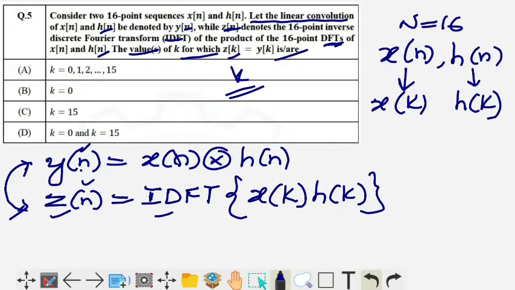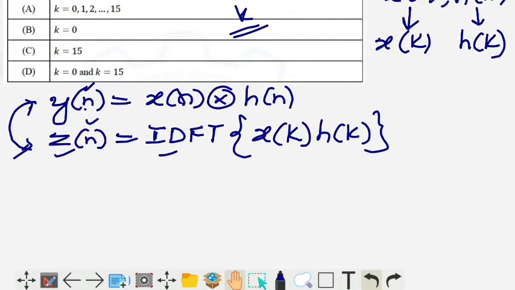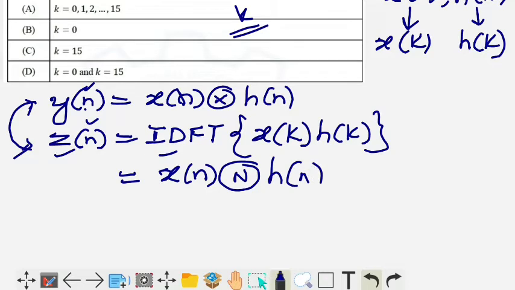So let's try to find out what that value is. Before that, let's see what z of n is here. z of n is the IDFT of X of k and H of k. This is nothing but the circular convolution of x of n and h of n. So the IDFT of the product of the two DFTs X of k and H of k is nothing but the circular convolution of x of n and h of n.